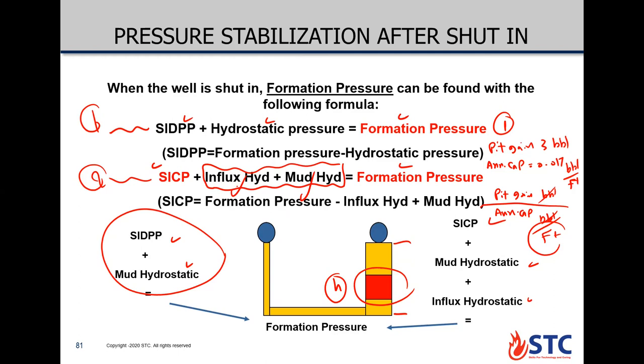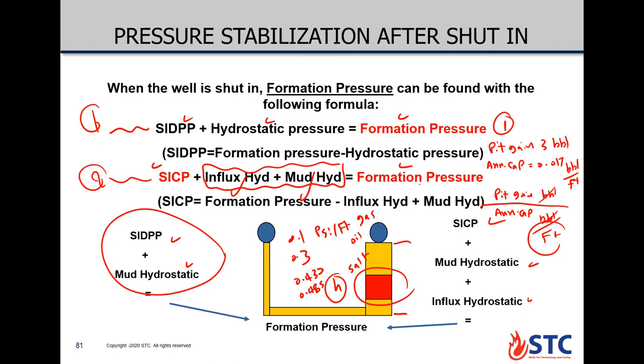So let's tell you the numbers of the gradients. For example, here, guys, if the gradient is about 0.1 psi per foot, it'll be gas. If it's about 0.3, it'll be oil. If it's about 0.433, it'll be fresh water. If it is 0.465, it'll be salt water, okay?